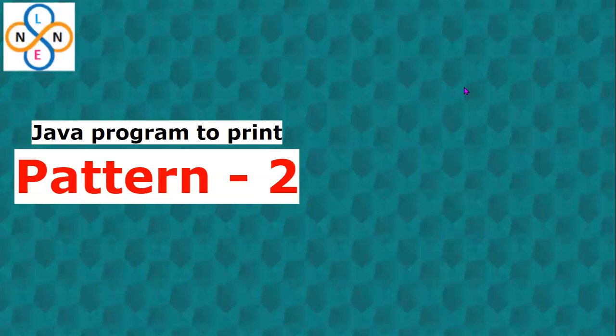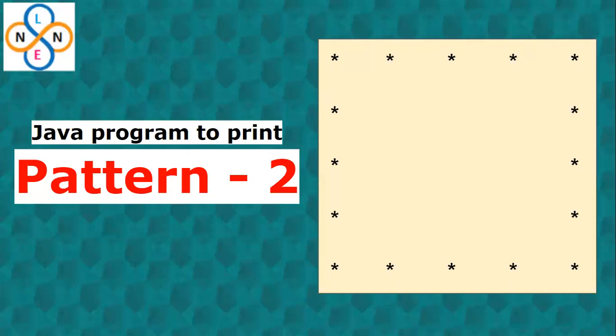In this video, we are going to discuss a Java program to print a pattern. So here is the pattern. It is a square matrix where only the boundaries are printed with stars. That is the expected output. I recommend you pause the video and try your own logic. Let us discuss the step-by-step approach.